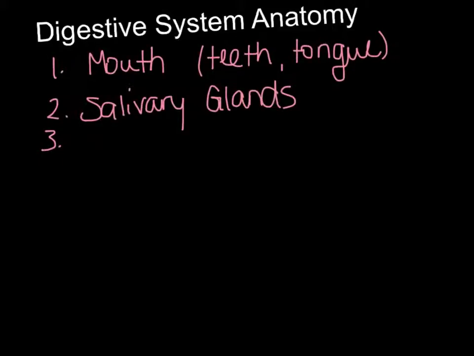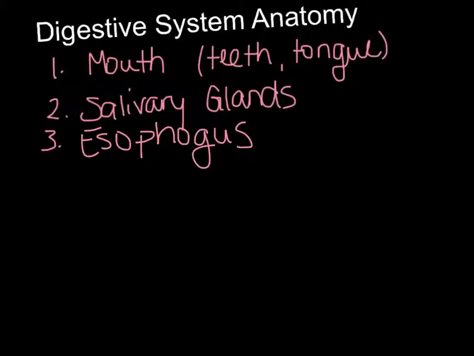So from the salivary glands, we're going to travel to the esophagus. From the esophagus, we're going to go where? Shelby? Stomach. Okay. Stomach. And then where? Good. The small intestine.